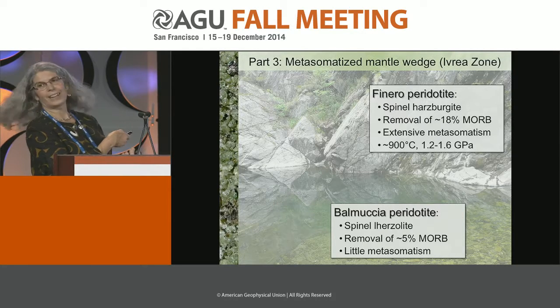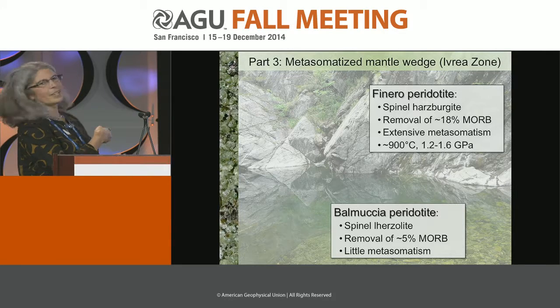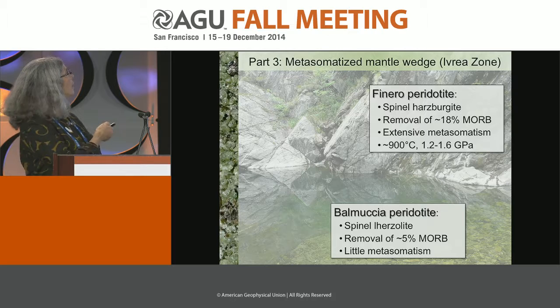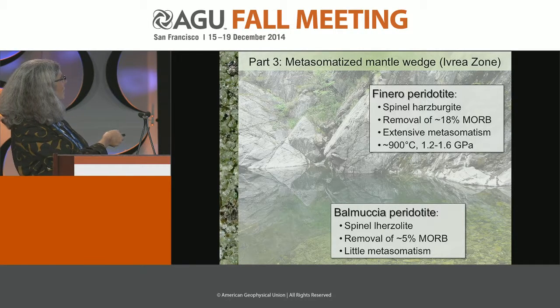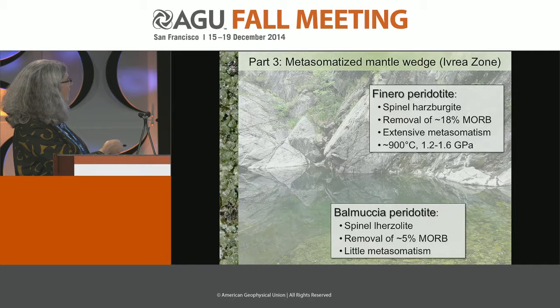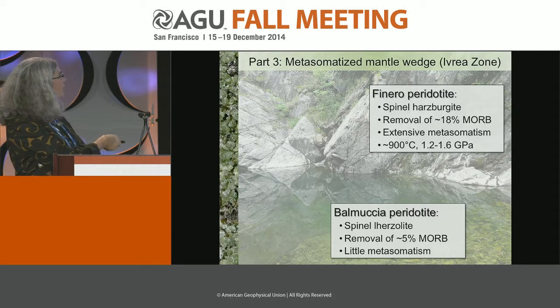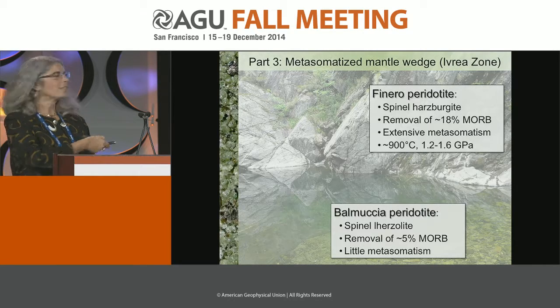Okay, last example. Now we're going to turn to this chunk of metasomatized mantle that's exposed in the Ivrea zone. And we're going to look at 2 peridotite bodies. The Balmuccia peridotite is dominated by spinel lherzolite that's seen only a little bit of partial melt removal, and shows very little evidence for metasomatism based on lots of other people's work.